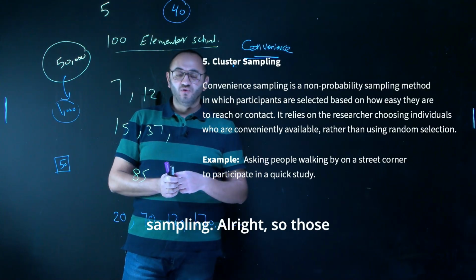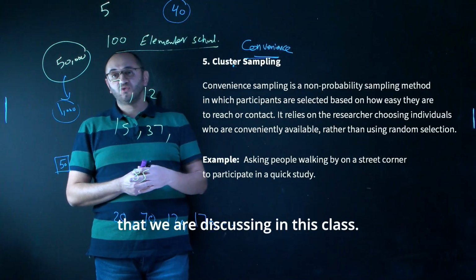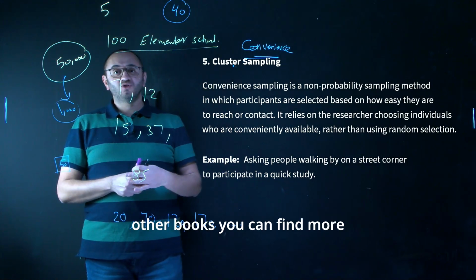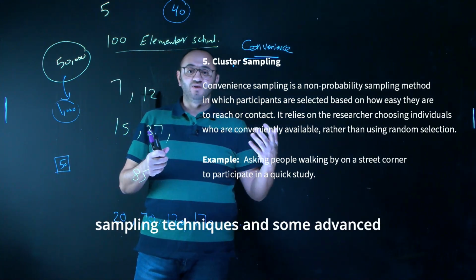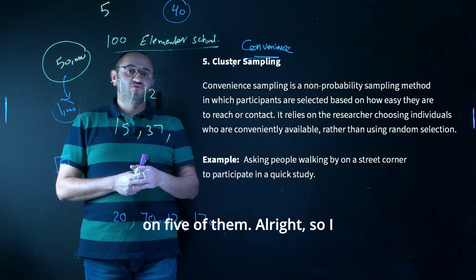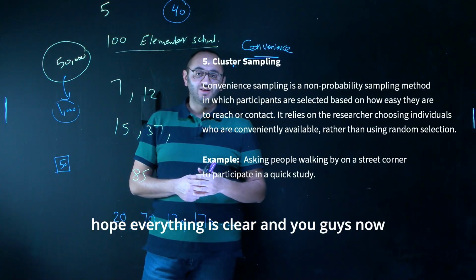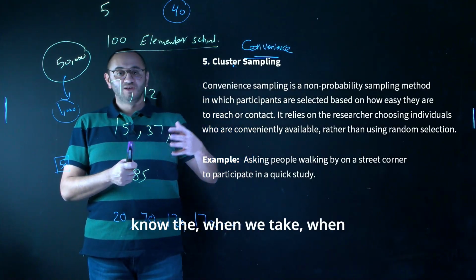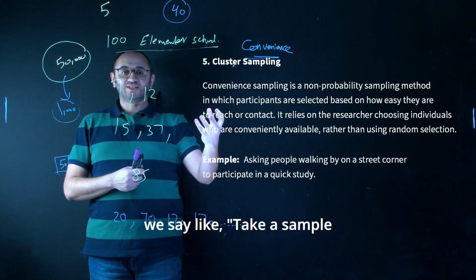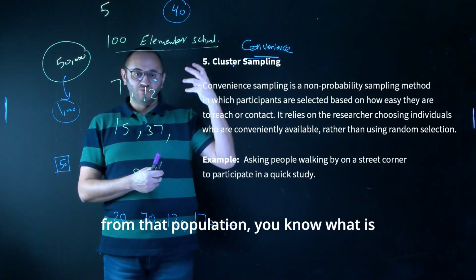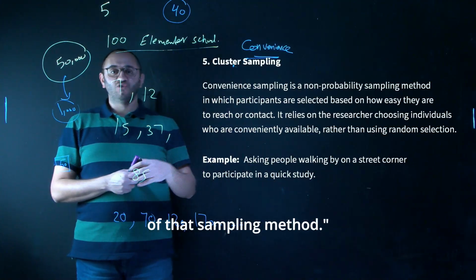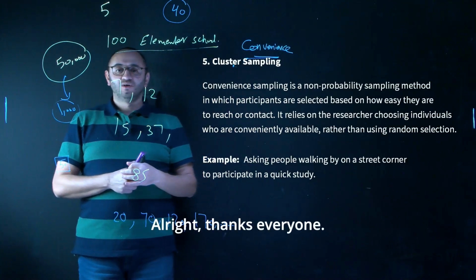Those are the 5 sampling methods that we are discussing in this class. If you read some other books, you can find more sampling techniques and some advanced techniques, but here we focus on 5 of them. I hope everything is clear, and now when we say take a sample from that population, you know the meaning of the sample, and you can think about the technique of that sampling method. All right, thanks everyone.